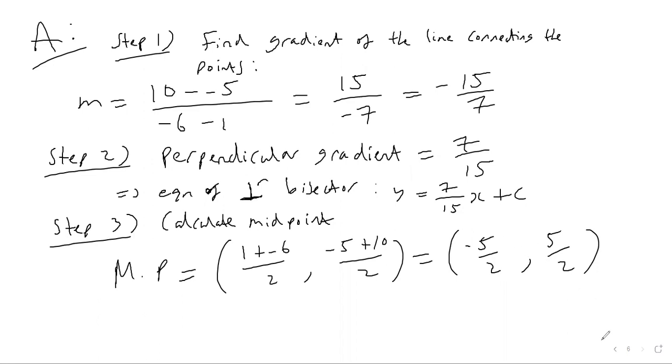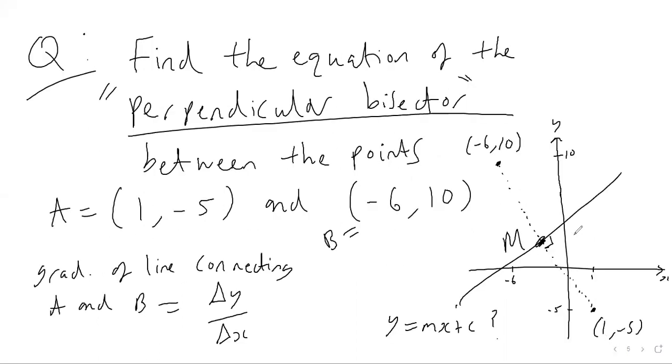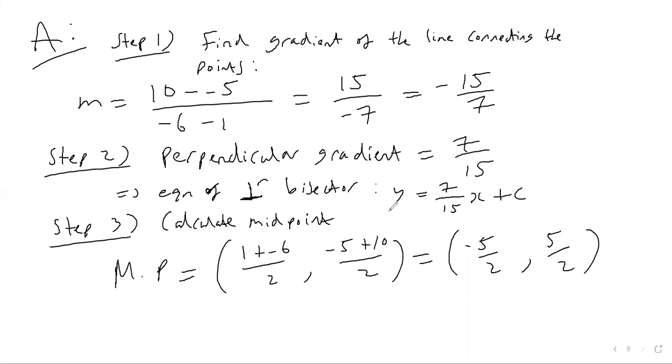So we've got the midpoint. We've got the coordinates of this point here, which will be -5/2 and 5/2. So now then, because we know the equation of the bisector is going to look something like this, and we know that this point lies on it, so let's just make a note of this, that this lies on the bisector. That means we can substitute this x value and this y value into our formula to obtain the c value.